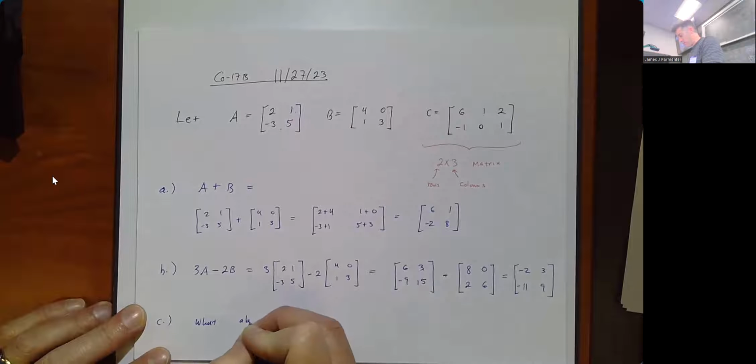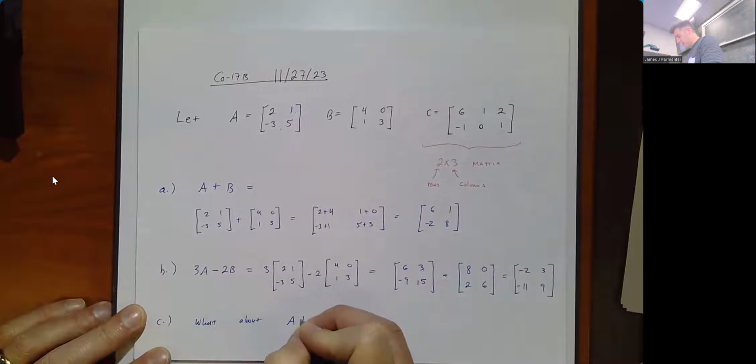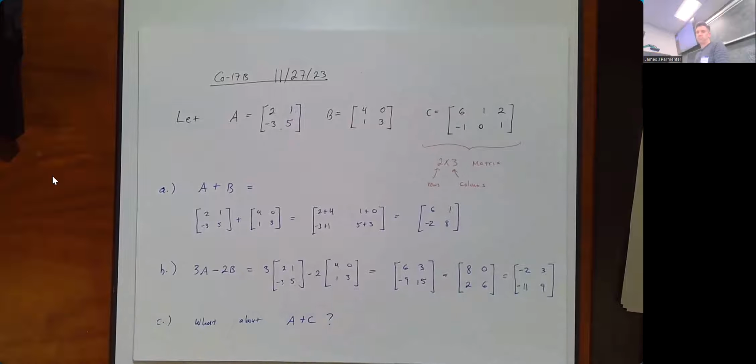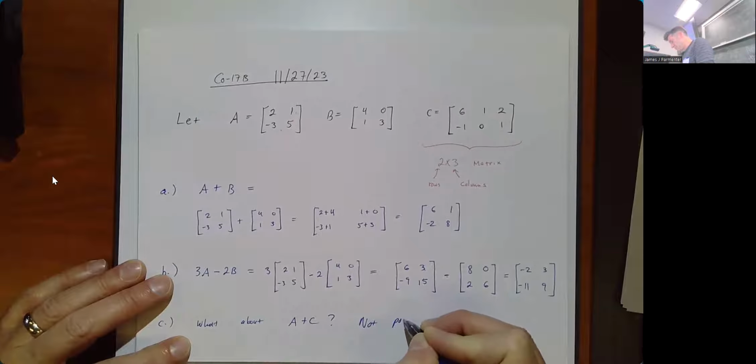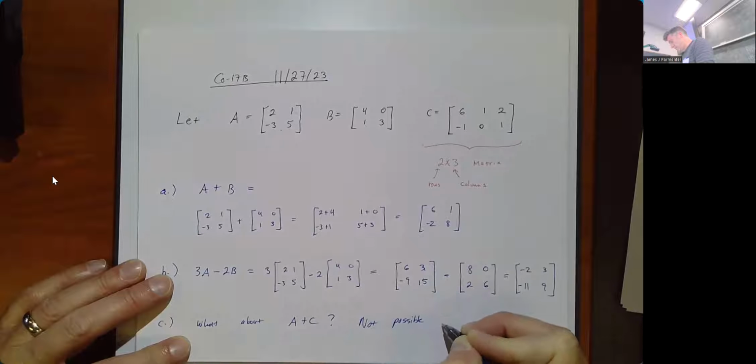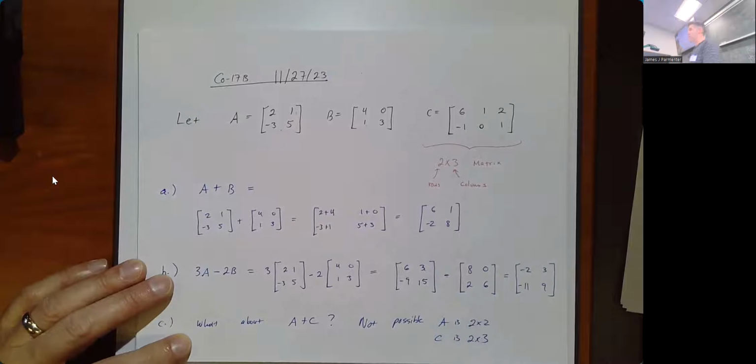What about A plus C? Can't do it. Matrices have to be the same size, meaning they have to have the same number of rows and columns to be able to be added or subtracted together. So not possible. A is 2x2 and C is 2x3, and they're different sizes.